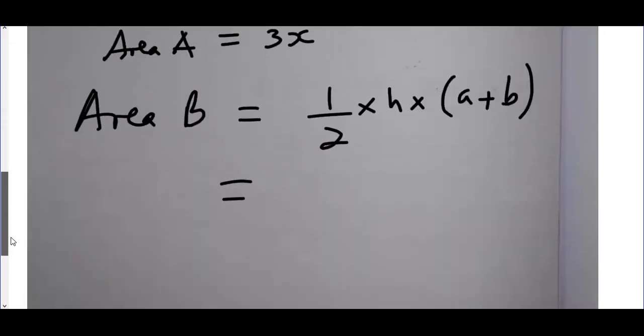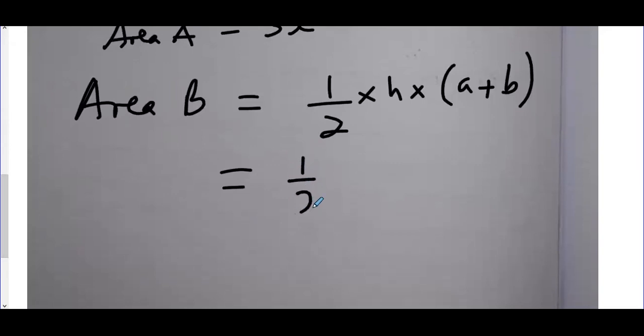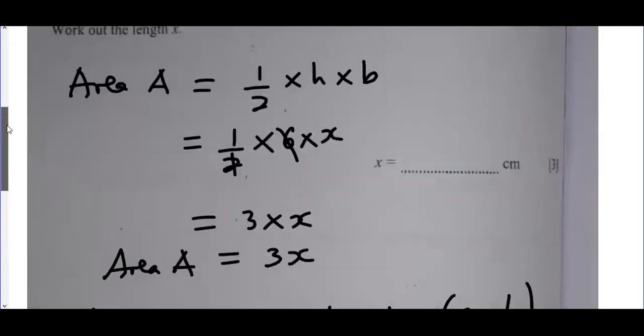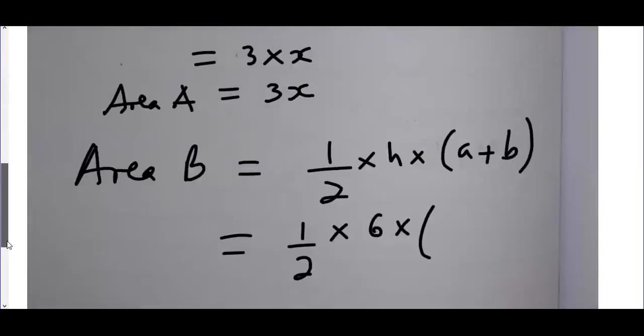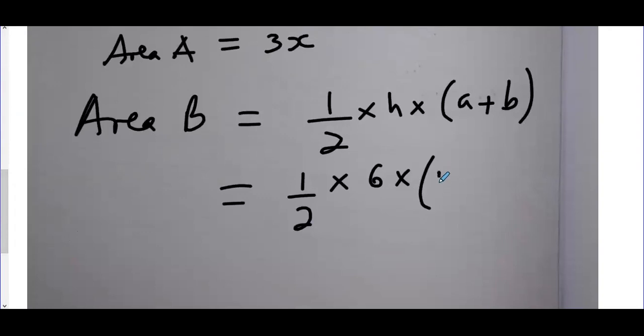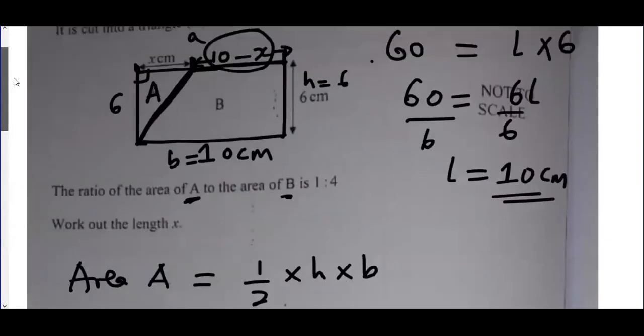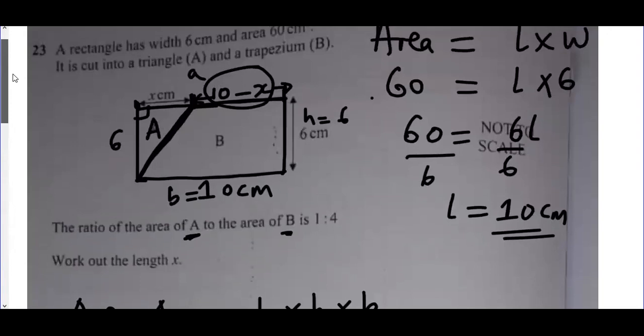So then I'm going to go ahead and find area B. Half times height, which is 6, times (A plus B). As you all remember, A is 10 minus X and B is 10. Check again: A is 10 minus X and B is 10.